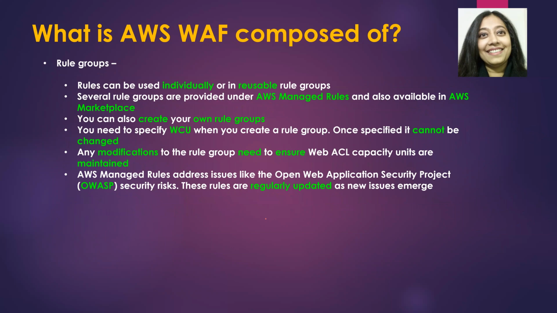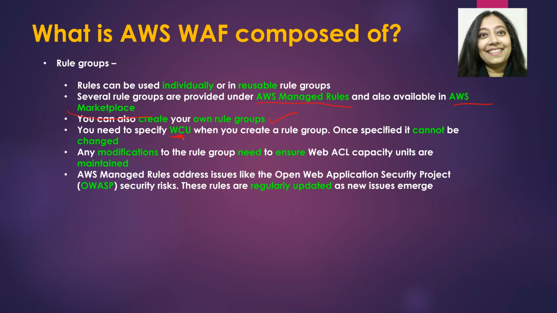Now let us look at rule groups, right? So rules can exist individually or within a rule group. Now you can create your own rule groups or you can use rule groups that are provided by AWS. These are managed AWS rules, or you can always go to the AWS Marketplace. Now, whenever you create a rule group, you need to specify its capacity units. And once it is specified, it cannot be changed.